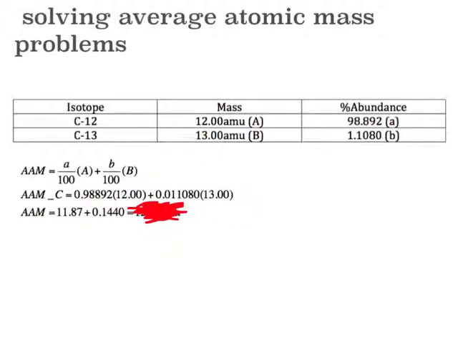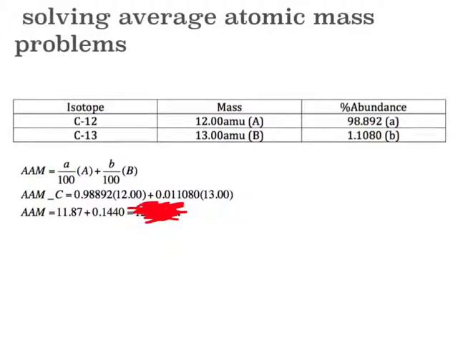Now, really quickly, how you solve these problems. Step 1 is you create a table. You should write this down. These are the steps to solve average atomic mass problems. Step 1, you create a table. Step 2, you create an equation. Now, in this particular instance, there are 2 isotopes.